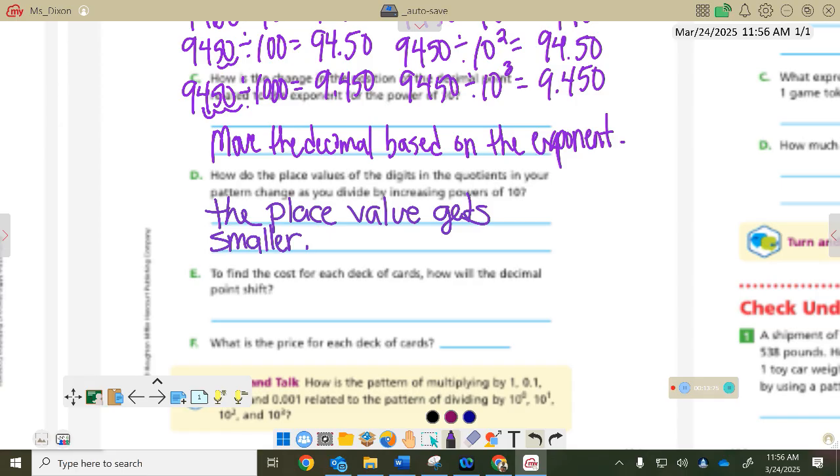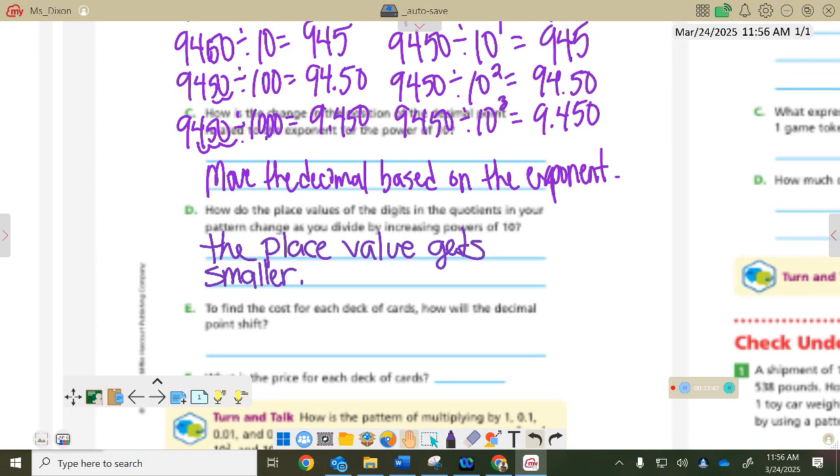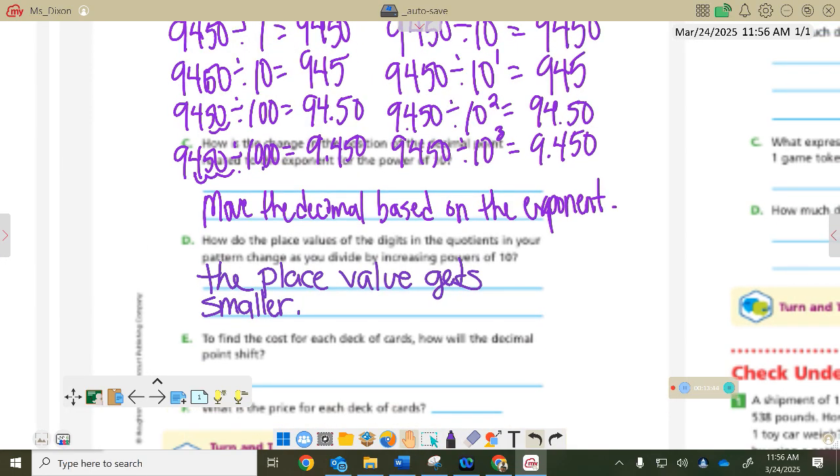If you notice, the 9 right here was in the thousands place, right? When we divided by 1,000, the 9 decreased to the ones place. It got smaller. In the exponent part, the 4 was in the hundreds place, right? When we divided by 10 to the power of 2, it ended up in the tens place.